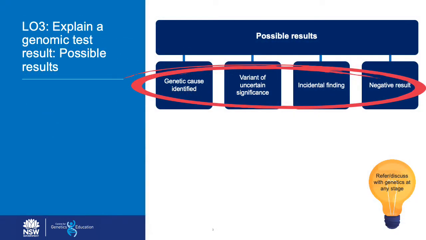There may be 4 possible results of a genomic test. The first may be a genetic cause has been identified that explains the clinical presentation. Alternatively, a variant of uncertain significance may have been found, or an incidental finding may have also been demonstrated. The last possibility is a negative result. To help manage patient expectations, it's important to discuss possible results with the patient and parents when obtaining genomic consent.